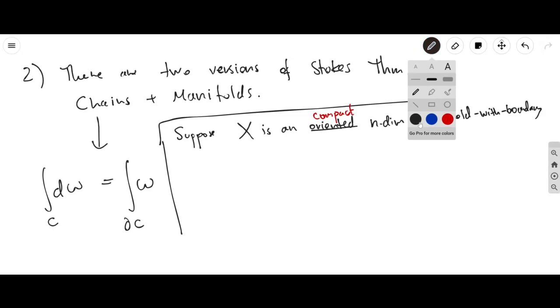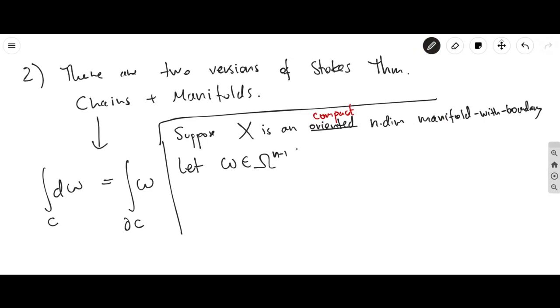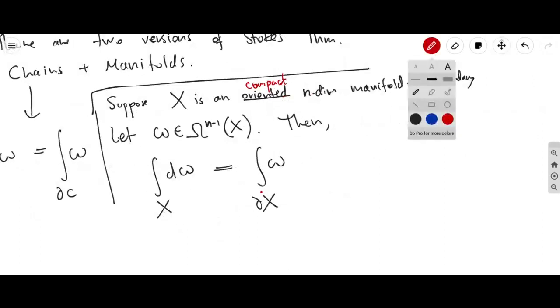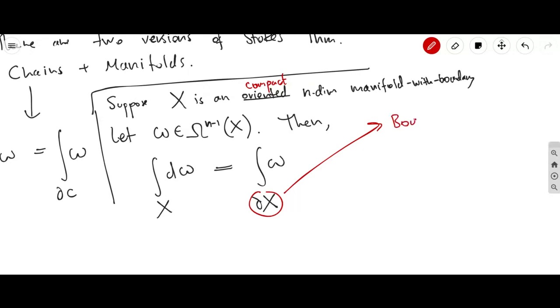And now we're going to have a form. Let omega be an n-1 form on X. Then if you were to integrate d omega over the manifold, it's a different type of integration. It's no longer an integral over a chain, it's over the manifold. Then that is the same thing as integrating omega over the boundary of the manifold. This is something we've never defined before because we just did not need it, but this is called the boundary of X. It's the boundary of the manifold, and it inherits an orientation from the original manifold.